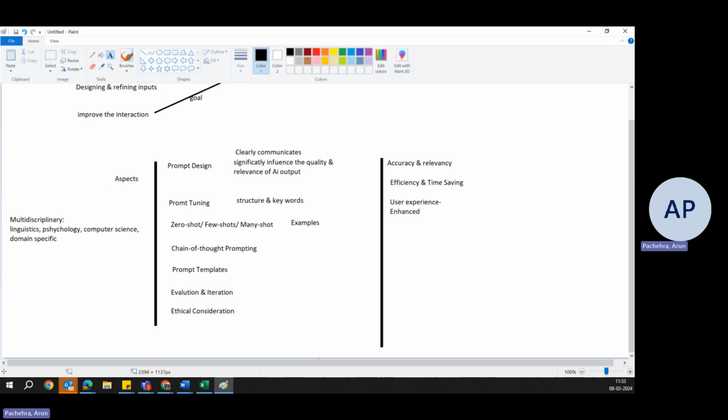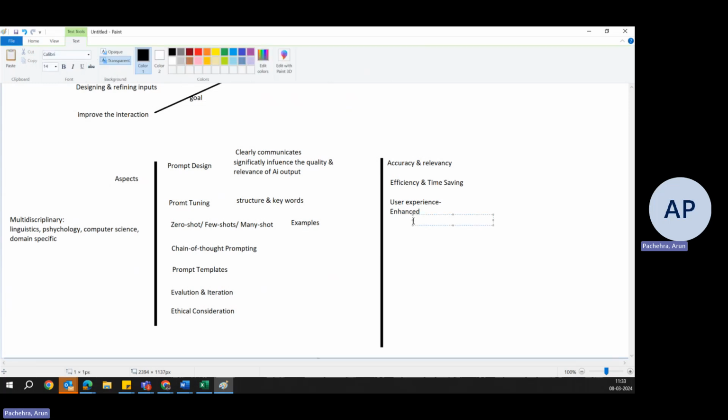So it clarifies communication, clearly communicating and giving the context, and that's the reason you will get an enhanced user experience. Because now AI creates a tailored list that enhances the user's planning experience, making the interaction smooth and satisfying. All right, so that is another benefit of prompt engineering.